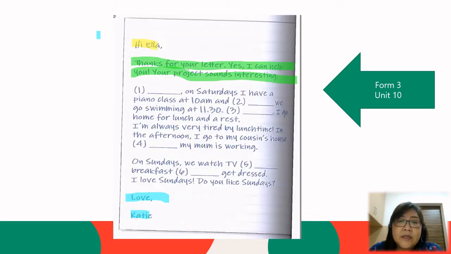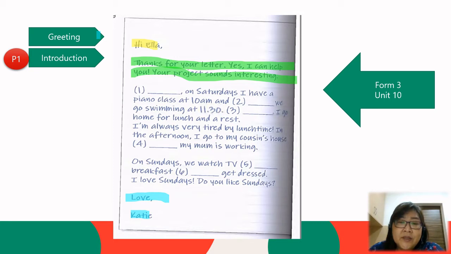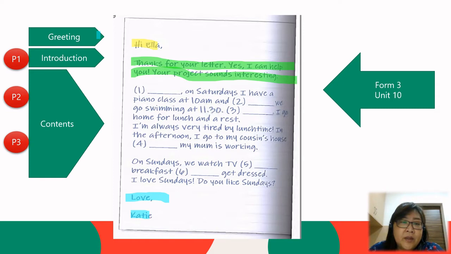This is another example of an informal letter. It is in Form 3 textbook, Unit 10. Here we have, hi, Ella. So this is the greeting. Introduction. Thanks for your letter. Yes, I can help you. Your project sounds interesting. And then you have the contents. There is one paragraph here for the content, and then you have paragraph 2, paragraph 3. Paragraph 3 can also be your conclusion, and then you sign off by writing love, Katie.